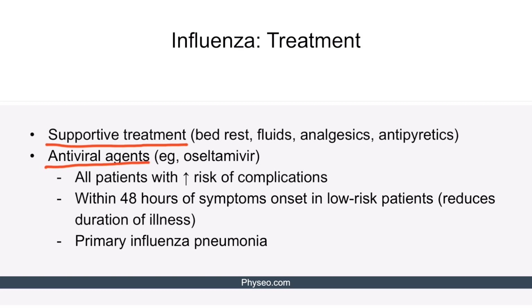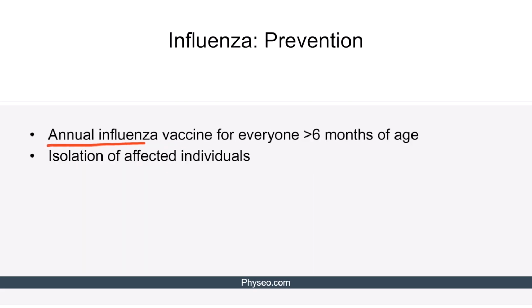Antiviral agents are also beneficial if given within 48 hours of symptom onset in low-risk patients, because if given this early, it reduces the duration of illness. Antiviral agents are also used to treat primary influenza pneumonia. For prevention, annual influenza vaccine should be administered to everyone above 6 months of age. Secondly, isolation of affected individuals by giving sick leaves, for example, is also beneficial in reducing spread of influenza.